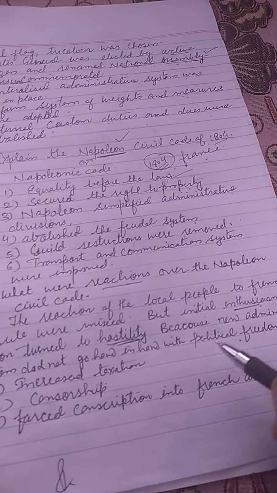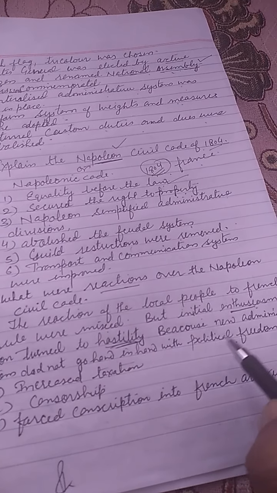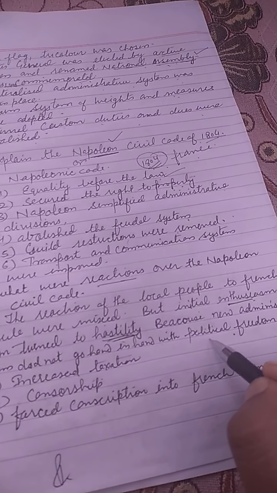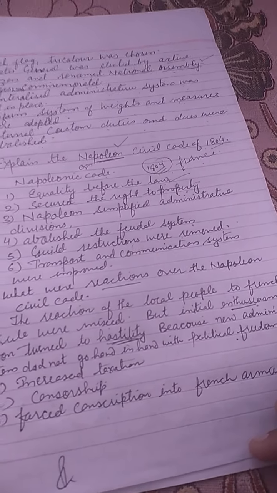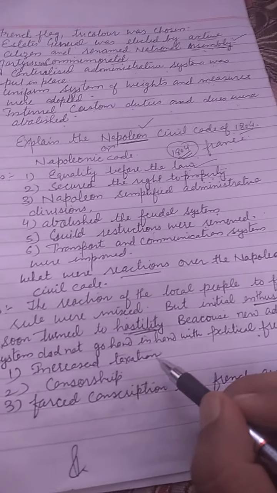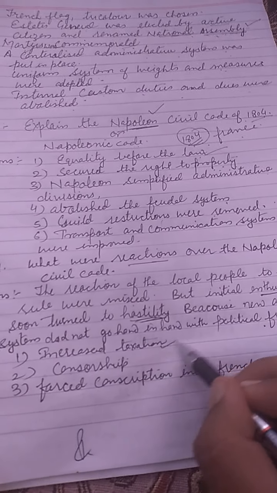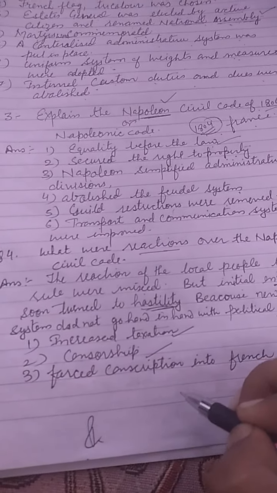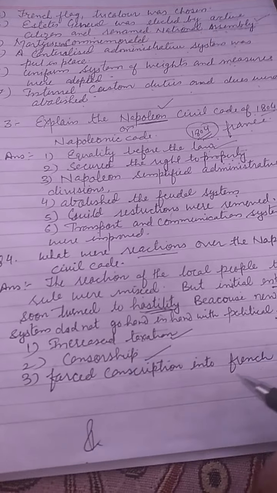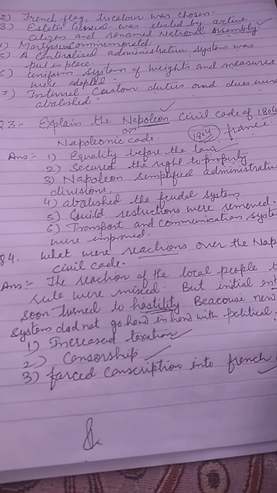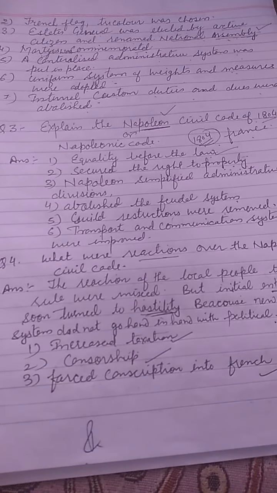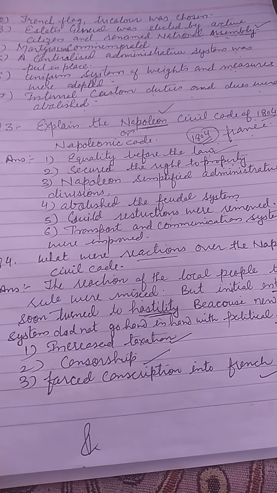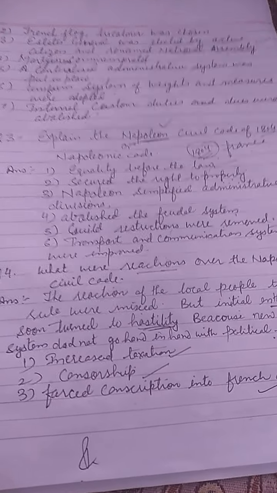But there was no political freedom under the new administrative reforms. Three things were imposed on the French people: increased taxation, censorship, and forced conscription into the French armies. That's why the people of France became hostile to the reforms.